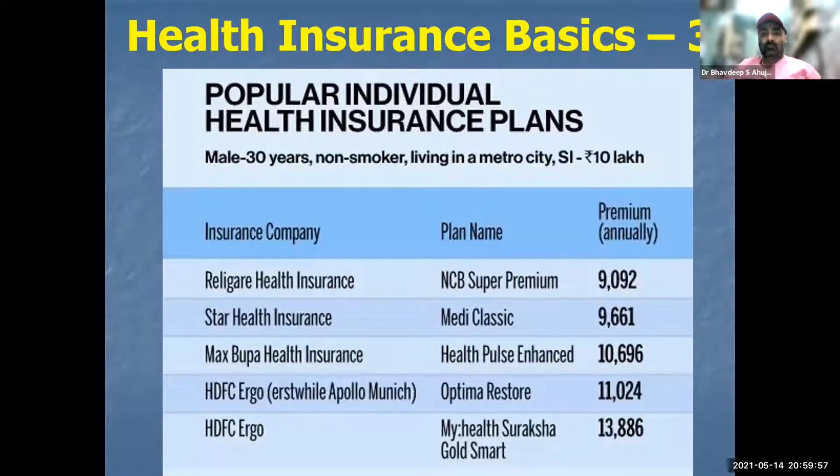So again, what are the commonest plans for health insurance for a male non-smoker, 30 years? Sum insured 10 lakhs. Religare or Care Health would give you the NCB Super Premium plan. This plan we discussed. One of the commonest plans, 9092. Star Health only deals in health insurance. Mediclassic plan, Max Bupa Health Pulse Enhanced, and Apollo Munich Optima Restore and HDFC Ergo My Health Suraksha Gold Smart. Suraksha has 2-3 variants. Gold Smart is one of them.